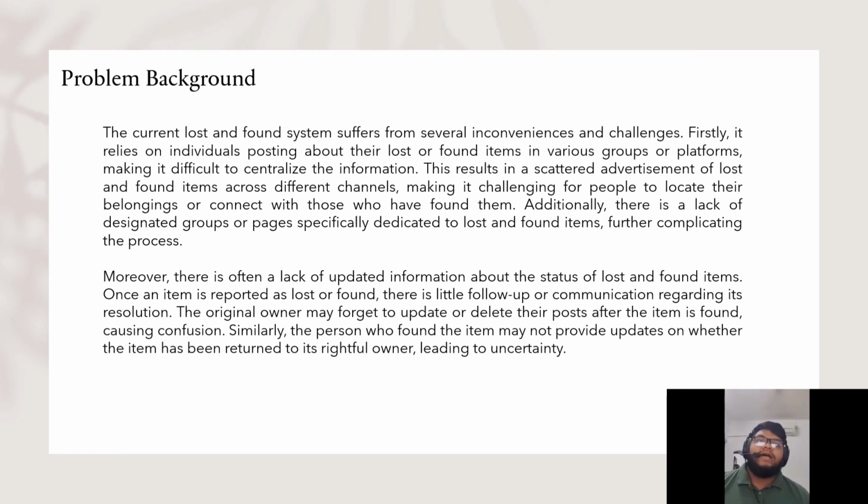Additionally, there's a lack of designated groups or pages specifically dedicated to lost and found items, further complicating the process. Moreover, there is often a lack of updated information about the status of lost and found items. Once an item is reported as lost or found, there is very little follow-up or communication regarding its resolution. The original owner may forget to update or delete their posts after the item is found, causing confusion. Similarly, the person who found the item may not provide updates on whether the item has been returned to its rightful owner, and it certainly leads to uncertainty.